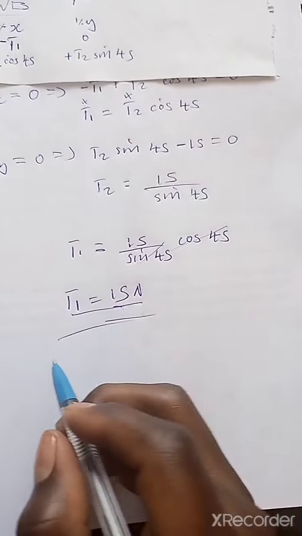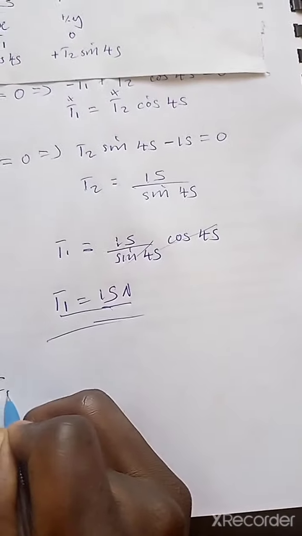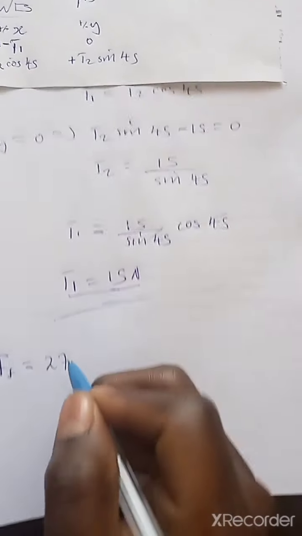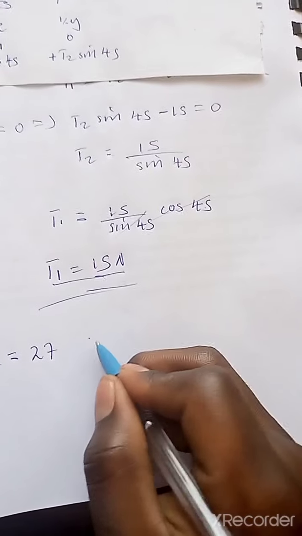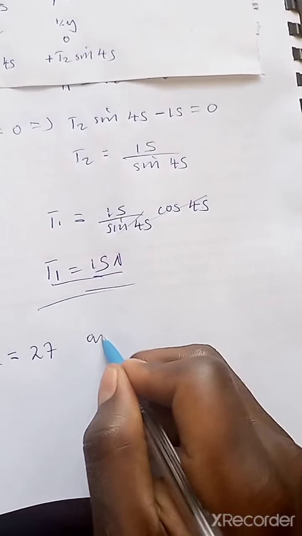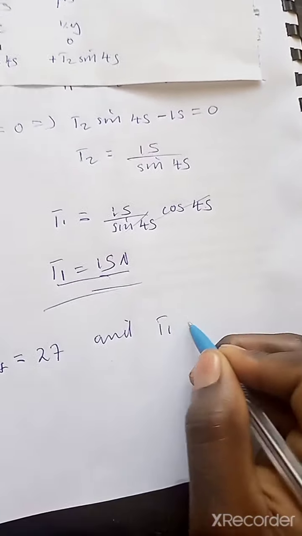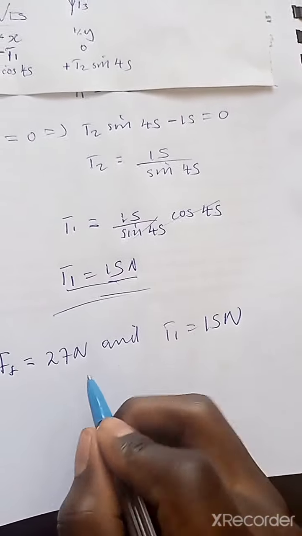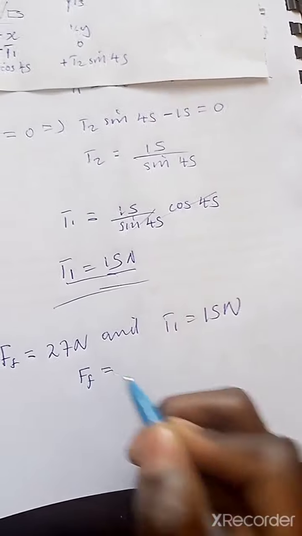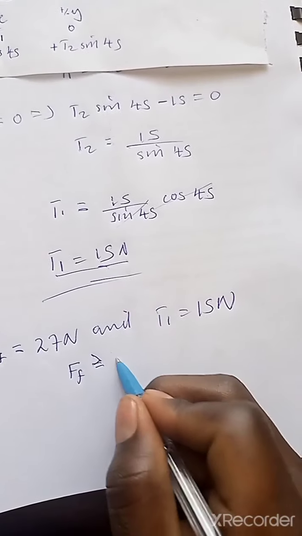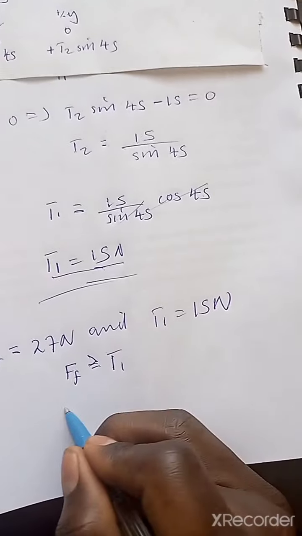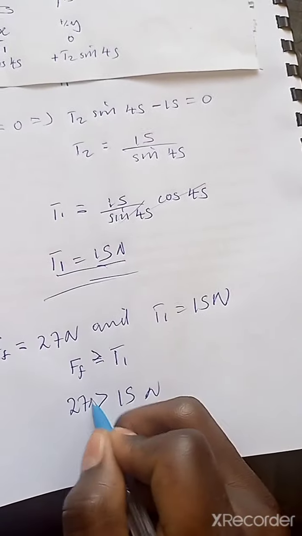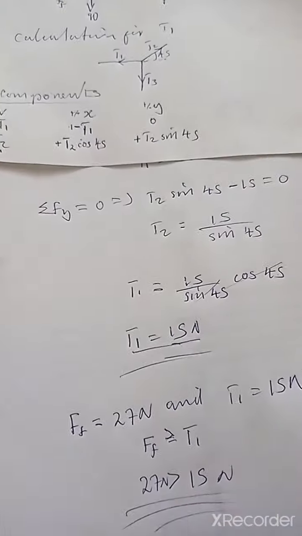Now, we notice that we found that the force of friction is equal to 27 newtons, and T1 is equal to 15 newtons. So the condition was that the force of friction should be equal to or greater than T1. And we notice that 27 is greater than 15 newtons. Therefore, the weight can hold.